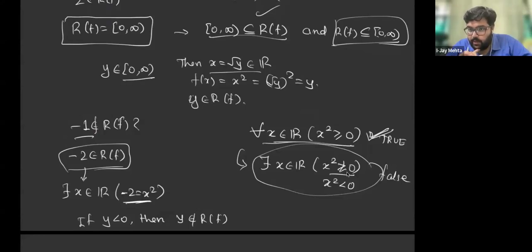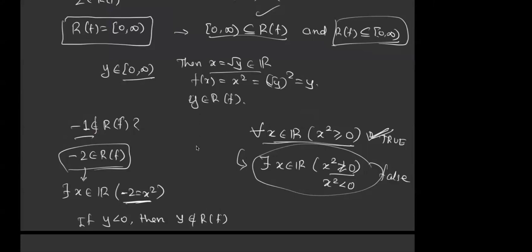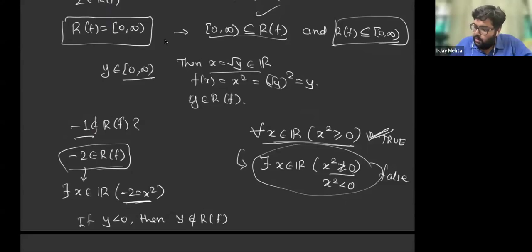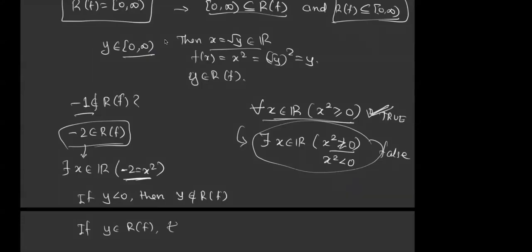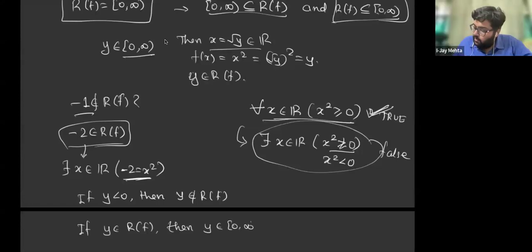We will take an element y from the range of f. So we want to show that if y belongs to the range of f, then y belongs to 0 to infinity. Okay, we want to show this. We already shown this. So are we done or not?